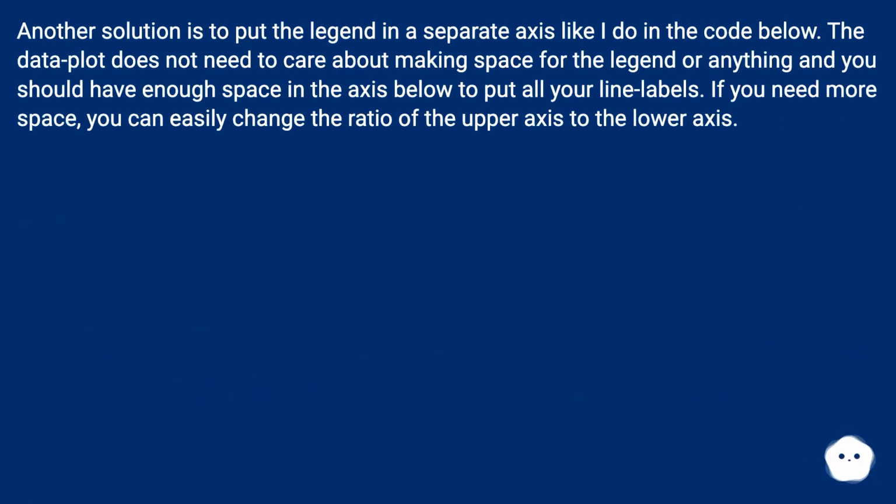Another solution is to put the legend in a separate axis like I do in the code below. The data plot does not need to care about making space for the legend or anything, and you should have enough space in the axis below to put all your line labels. If you need more space, you can easily change the ratio of the upper axis to the lower axis.